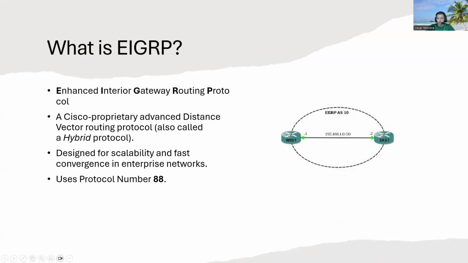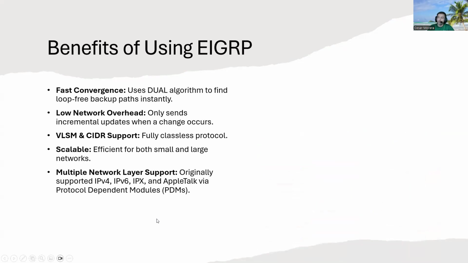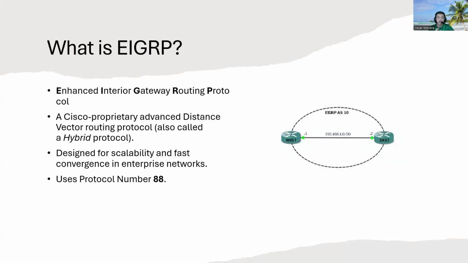What is EIGRP? Well, what comes to mind when you think about EIGRP? EIGRP is the Enhanced Interior Gateway Routing Protocol, a Cisco proprietary advanced distance vector routing protocol, also called a hybrid protocol, designed for scalability and fast convergence in enterprise networks. It uses port number 88. The protocol port number for EIGRP is 88.